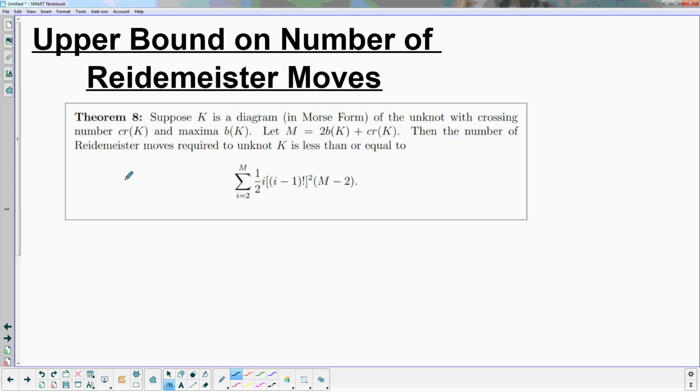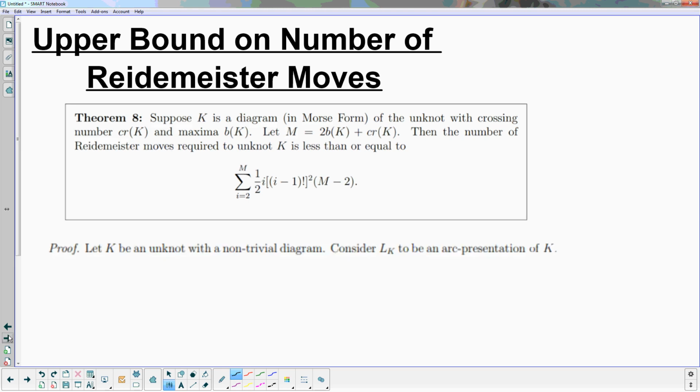So the theorem, the keynote theorem of this paper, is if we have a diagram in Morse form of the unknot with the same crossing number and maxima, and we still let that capital M equal double the maxima plus the crossing number, then the number of Reidemeister moves required is less than or equal to this sum, which is a nasty sum, but it definitely comes from some of those previous lemmas and propositions that we covered.